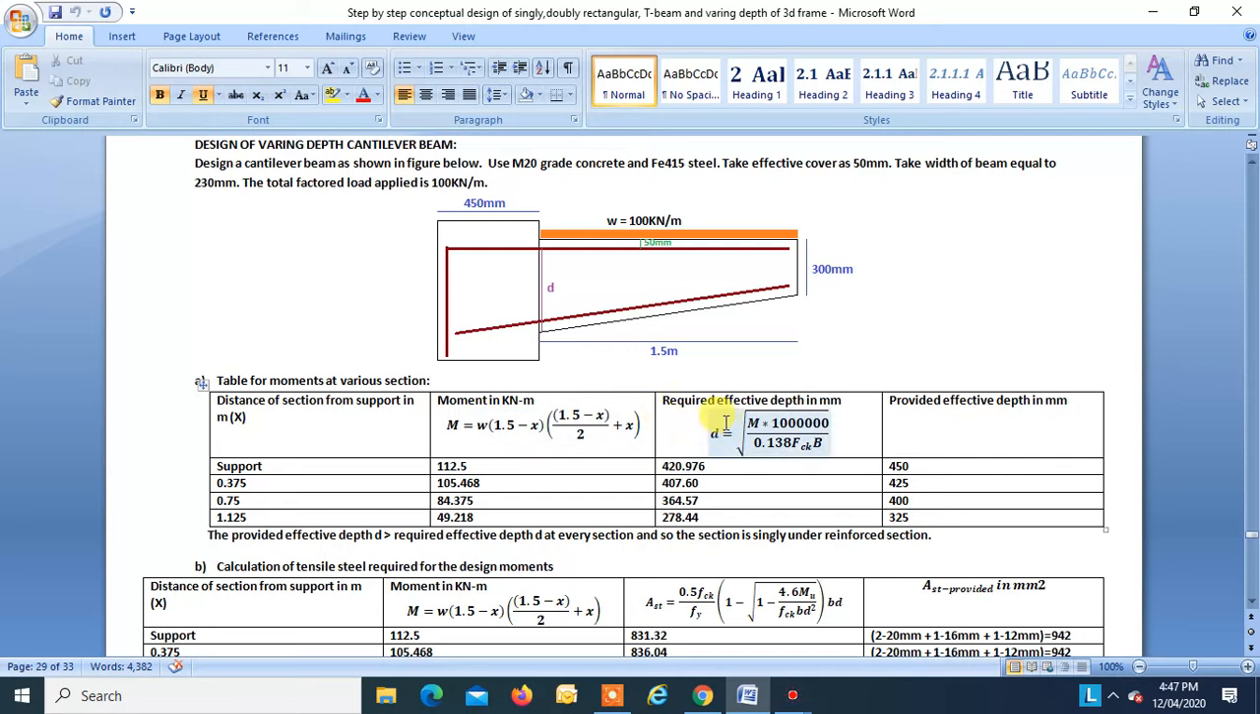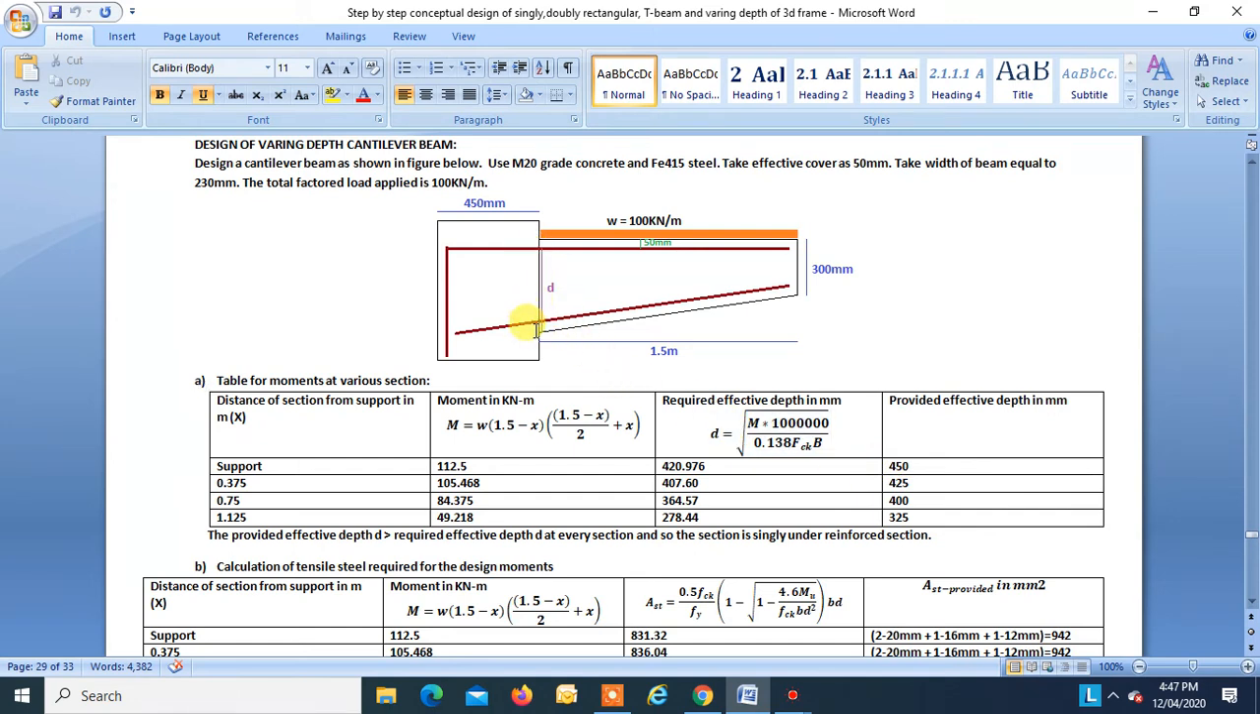You can find the required effective depth D. Putting the value of moment over here, you find the effective depth D. This is the effective depth required at this section, and at each of the other sections. Now we will provide a depth greater than this so that the section becomes under reinforced. So 420.97 is required. We will provide 450 mm effective depth over here.